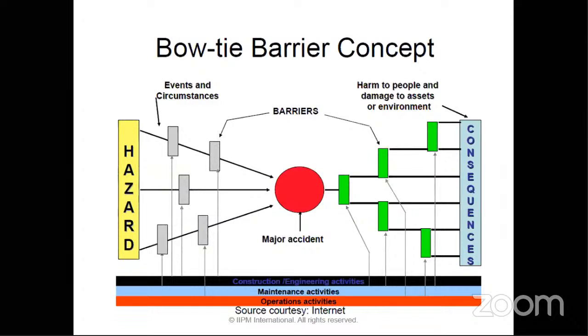So the bow tie barrier concept says we could actually put up barriers to stop those hazards and events from resulting in a major accident. And it also says that in a case where the accident has occurred, there could also be barriers to reduce the consequences of the accident.